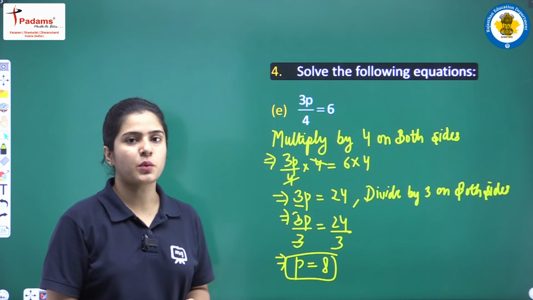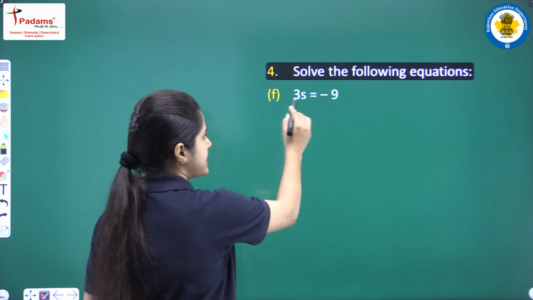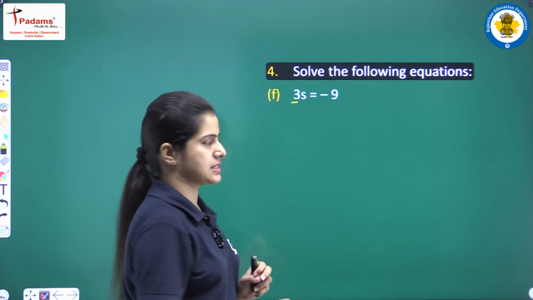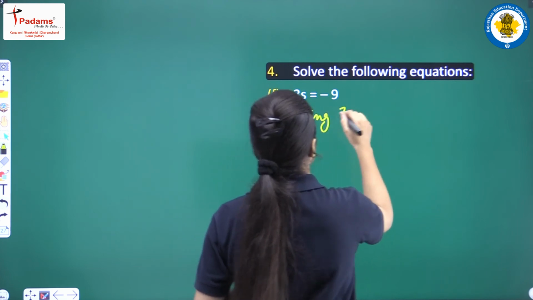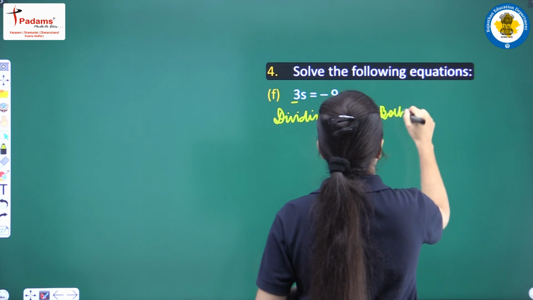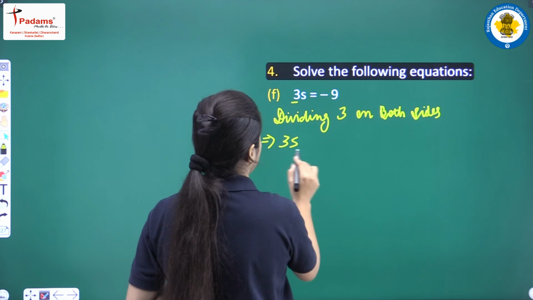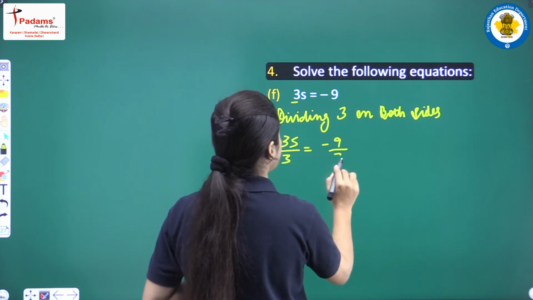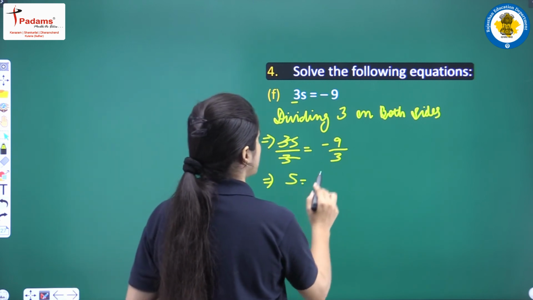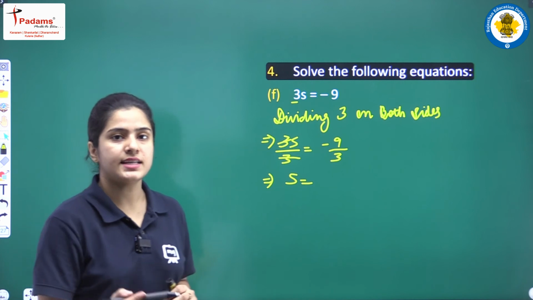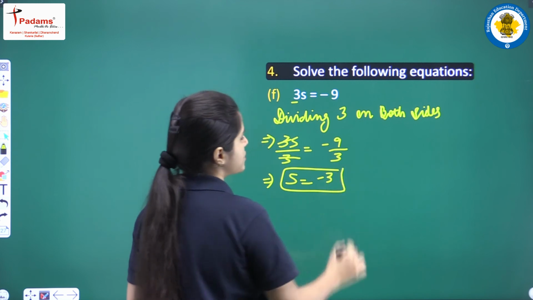So looking at another question, part F, 3s is equals to minus 9, students. So to eliminate this 3, we have to divide by 3 on both sides. So 3s upon 3 is equals to minus 9 upon 3, right, students? 3 will be cancelled out from this 3, right? So this s is equals to minus 9 upon 3, that is equals to minus 3. So s is equals to minus 3.